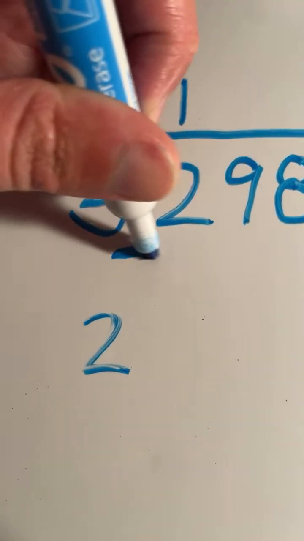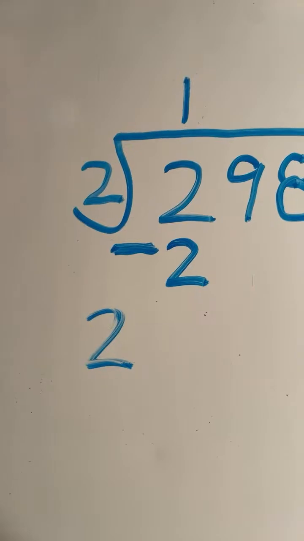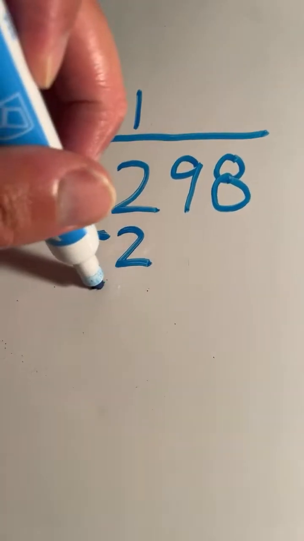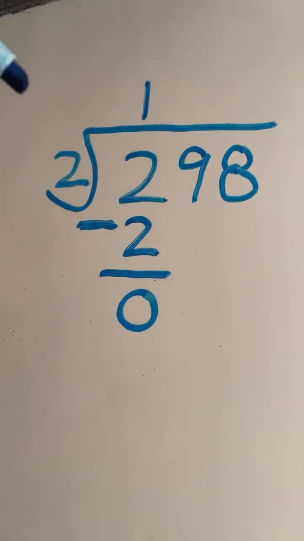So I landed right on 2. 2 is what I'm going to subtract. So 2 minus 2 equals 0. And I'm going to bring down the 9 now.